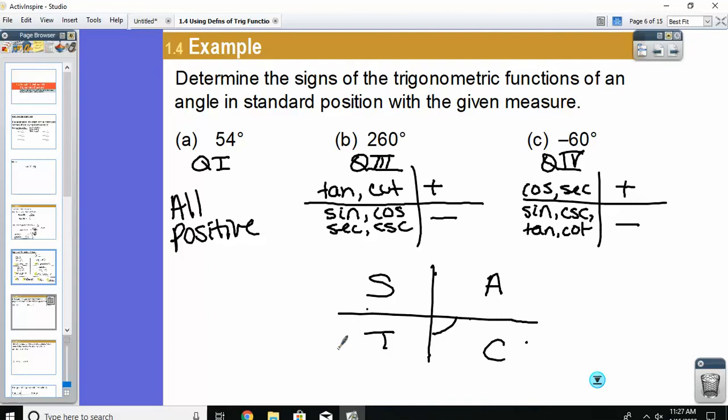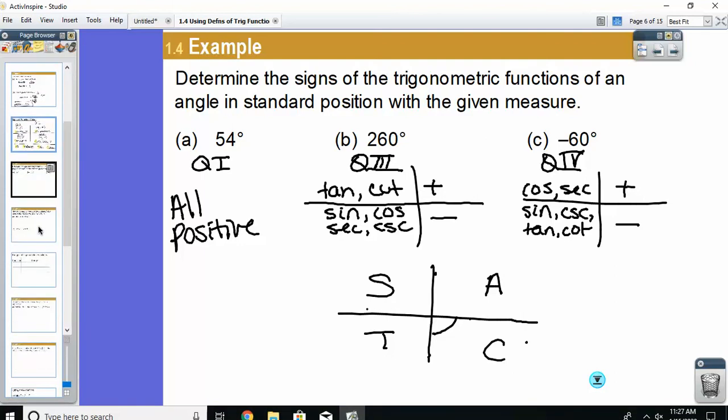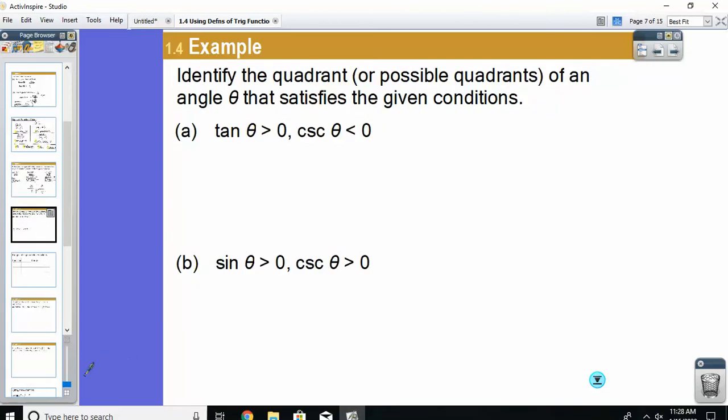Let's ask some more questions about the signs of these things. I'm going to give you a requirement, and we are going to pick which quadrant we need to be in. And it could be more than one. So identify the quadrant or quadrants that satisfy these conditions. Part A. Tangent of theta is greater than 0.